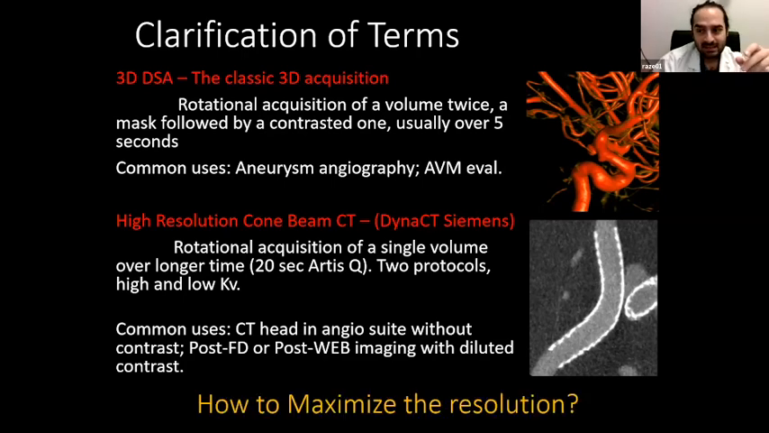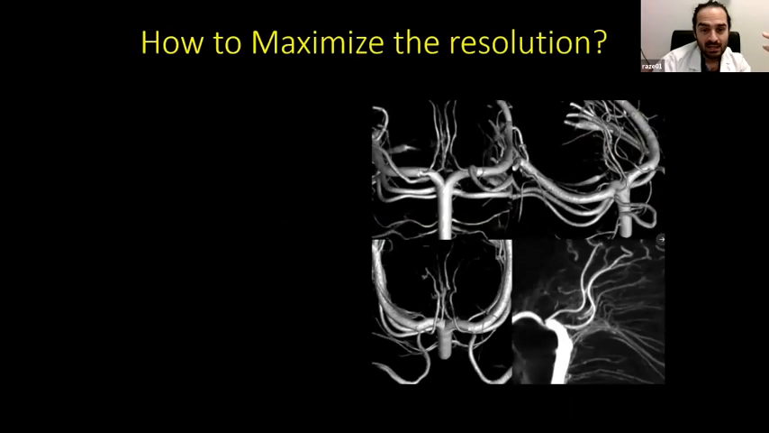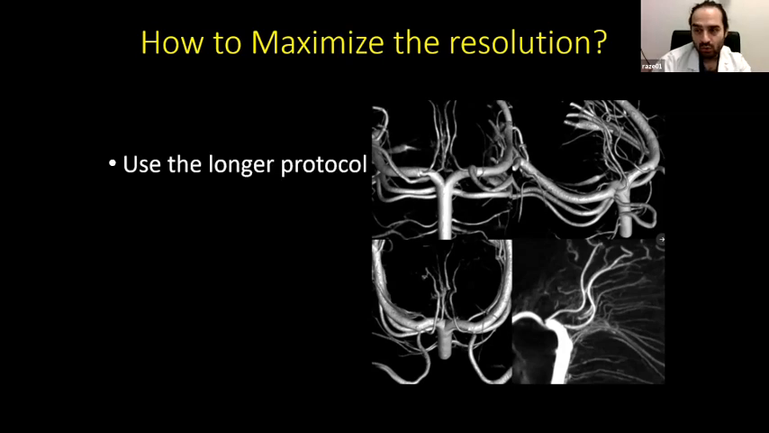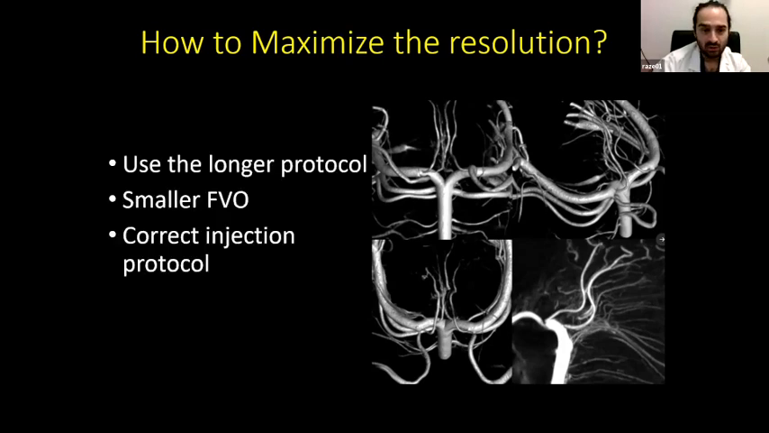So the concept that we interventionists realized is that by applying this protocol, we could obtain very good details of the vessels as well. We could obtain this kind of imaging, where, as you see here, this is a basilar tip, and you can count the perforators, you can see the vessels extremely well. So how do we obtain this kind of imaging? Essentially, you have to use the longer protocol, use a smaller field of view when you obtain your 3D, inject correctly, and reconstruct and reformat correctly.